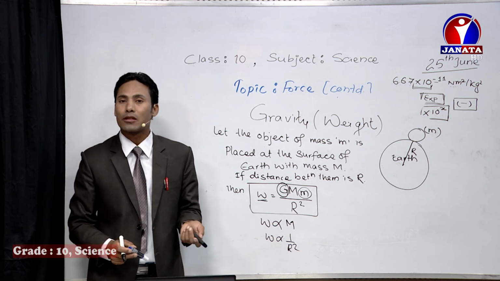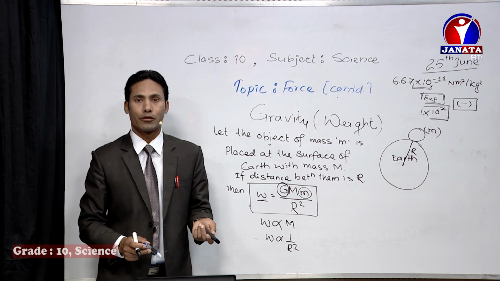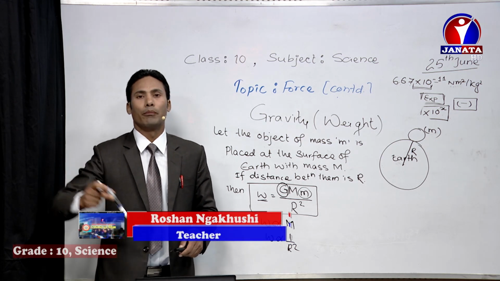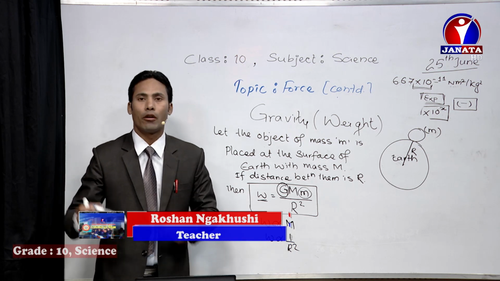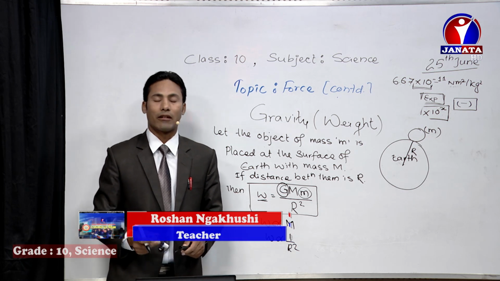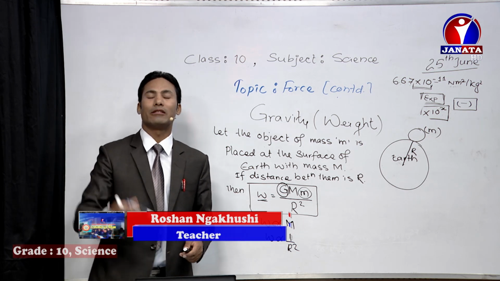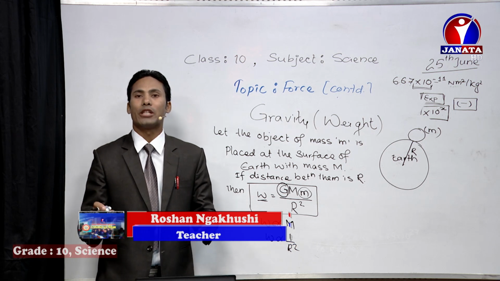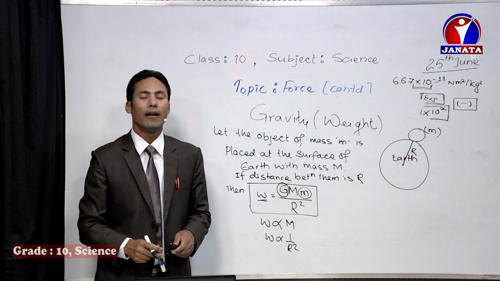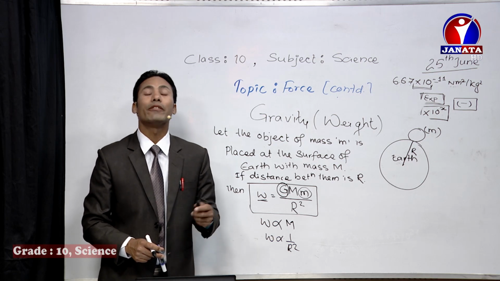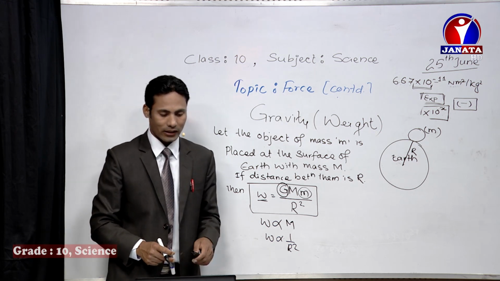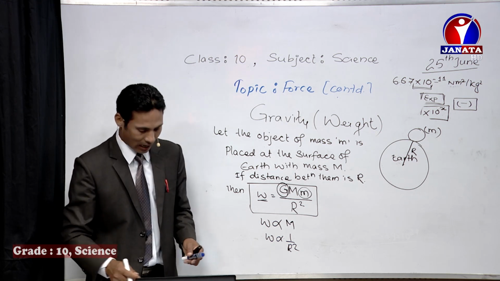Similarly, the tides occur in the ocean. That is also due to the gravity of the moon, right? Similarly, water flows from the top to the bottom, from a higher altitude to a lower altitude. That is also due to gravity, right? And whenever we throw any object directly upward, it falls towards the center of the earth. That is also due to gravity. So these are some effects of gravity in our daily life.